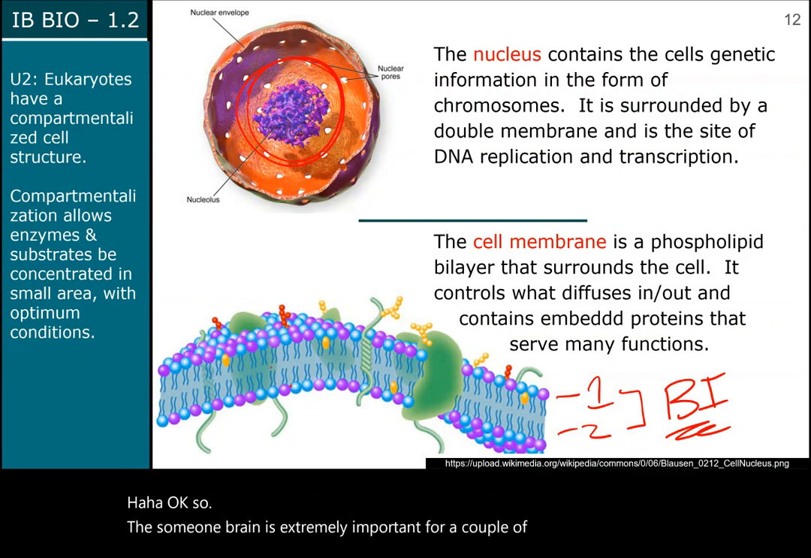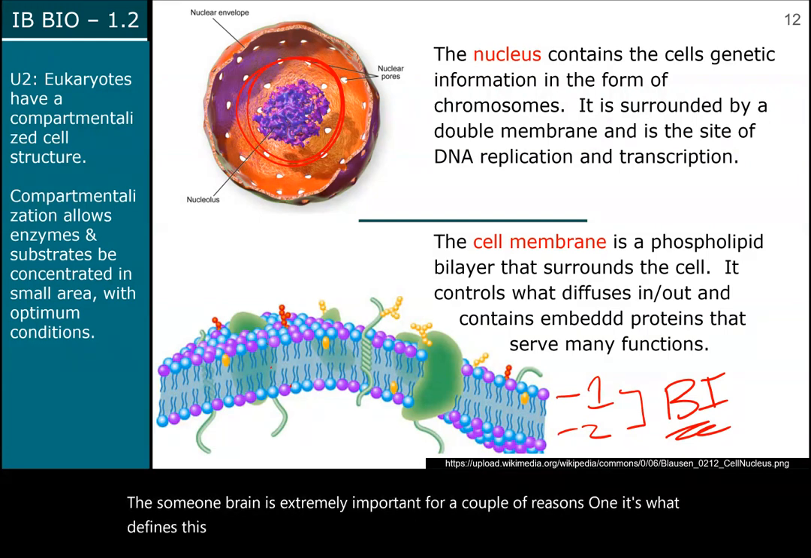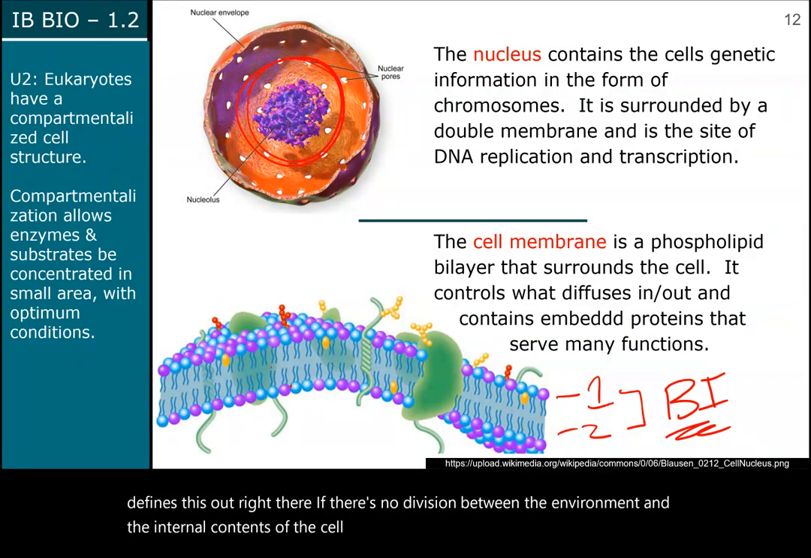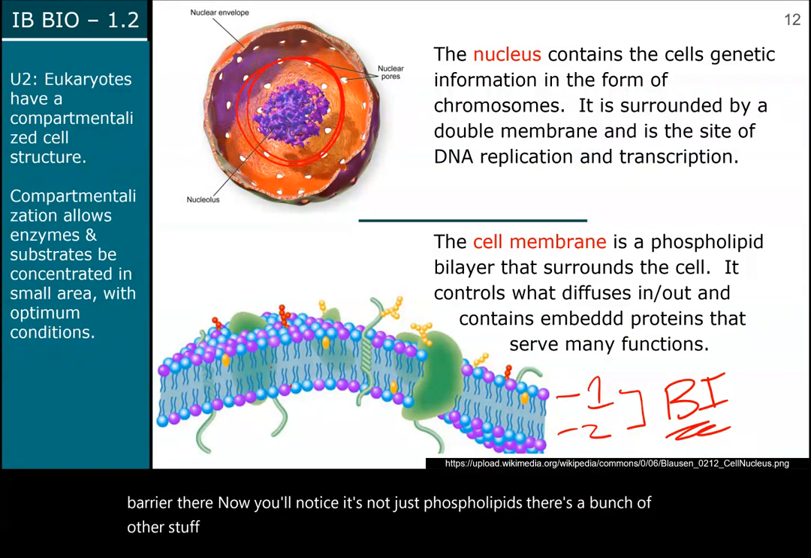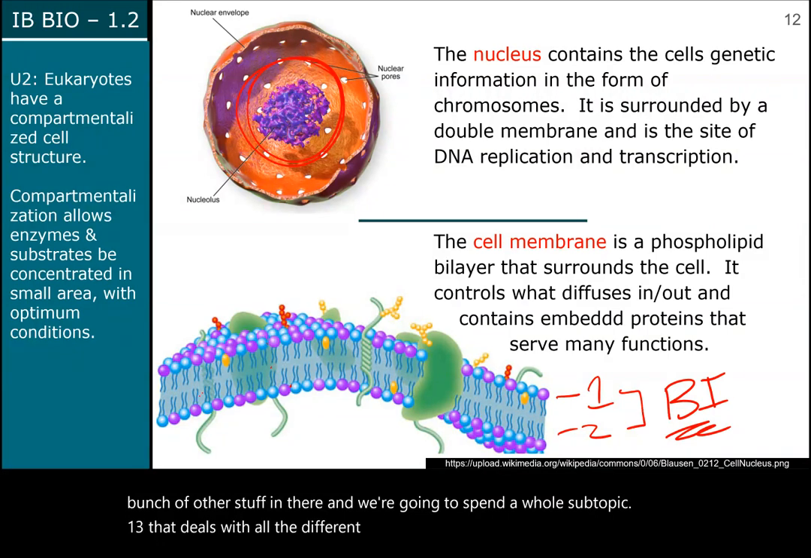One, it's what defines the cell, right? If there's no division between the environment and the internal contents of the cell, then the cell's not a unit of life. So you need that barrier there. Now you notice it's not just phospholipids. There's a bunch of other stuff in there. And we're going to spend a whole subtopic 1.3 that deals with all the different things that build this membrane. You can think of it as like the skin of a cell.